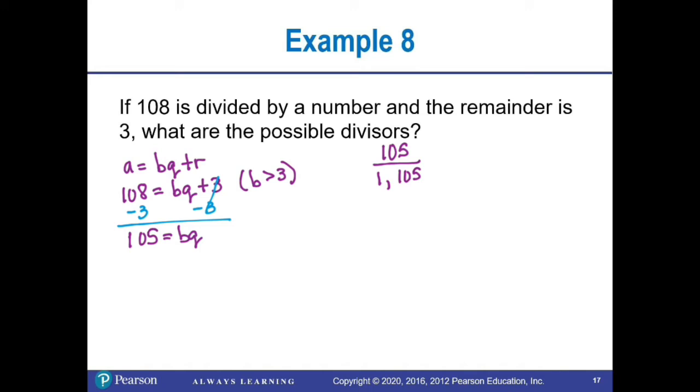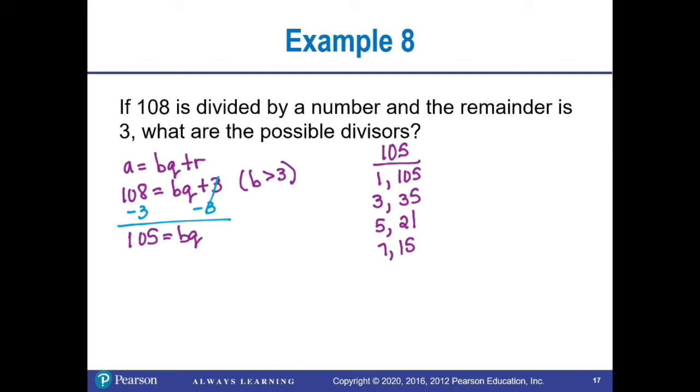Well, 1 and 105. Again, I'm going to count in order to help me get all those factors of 105. So I started with 1. After 1 comes 2. 2 does not divide 105. 3 divides 105. It goes into 105 35 times. 4 does not divide 105. 5 is a factor of 105. Goes into 105 21 times. 6 is not a factor. 7 goes into 105 15 times.